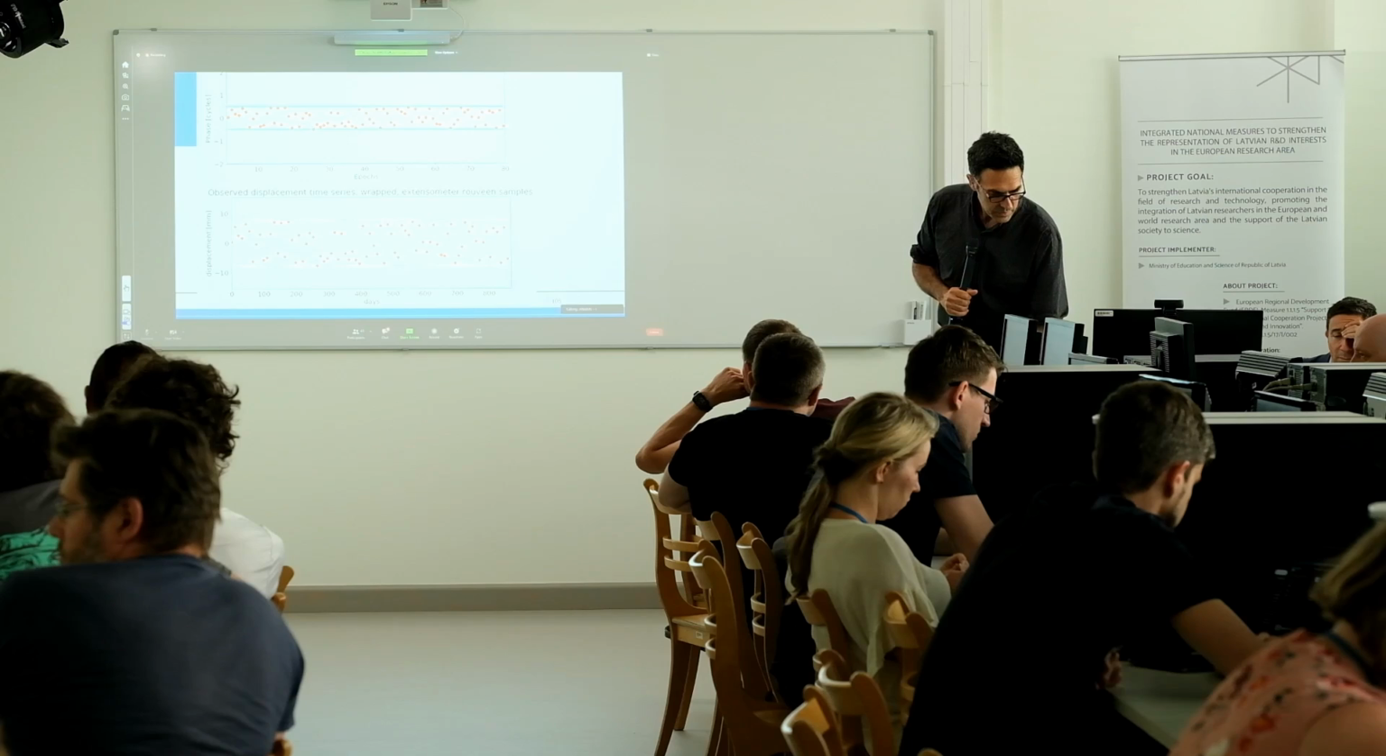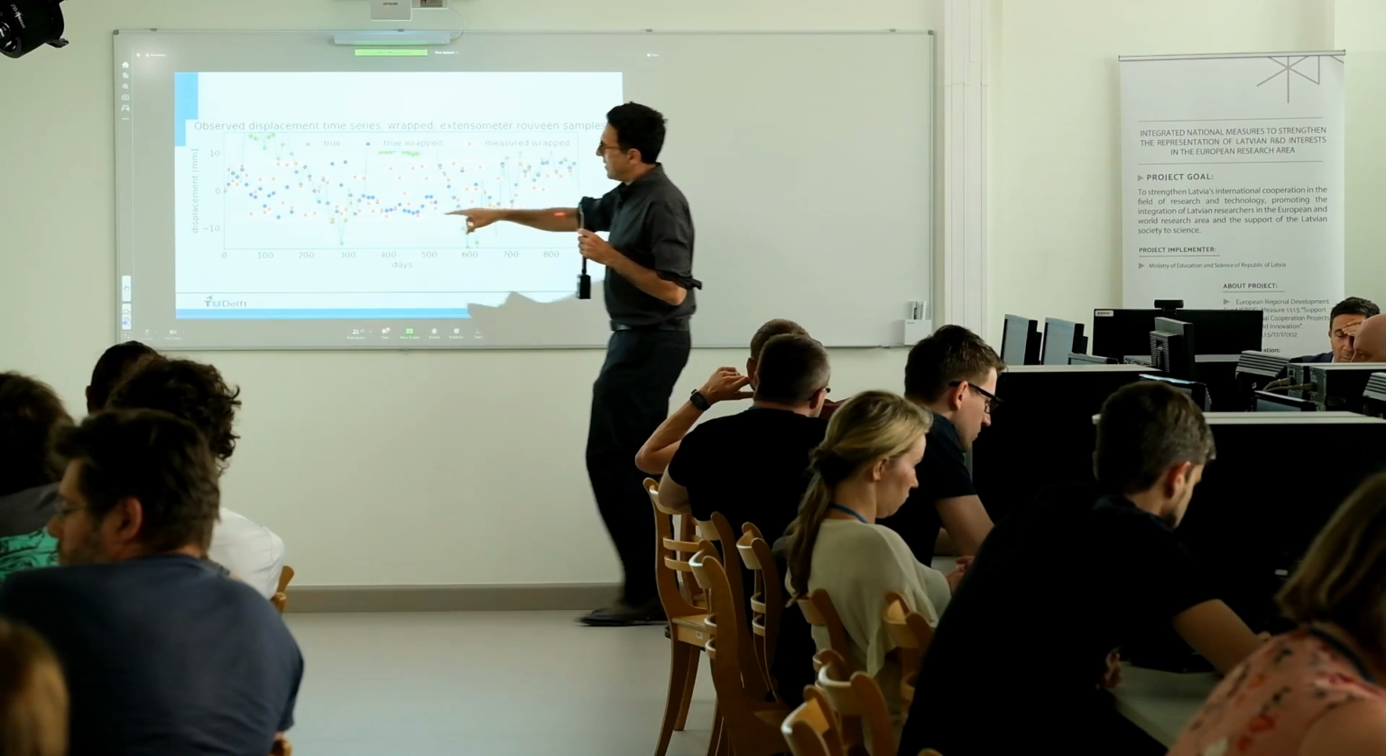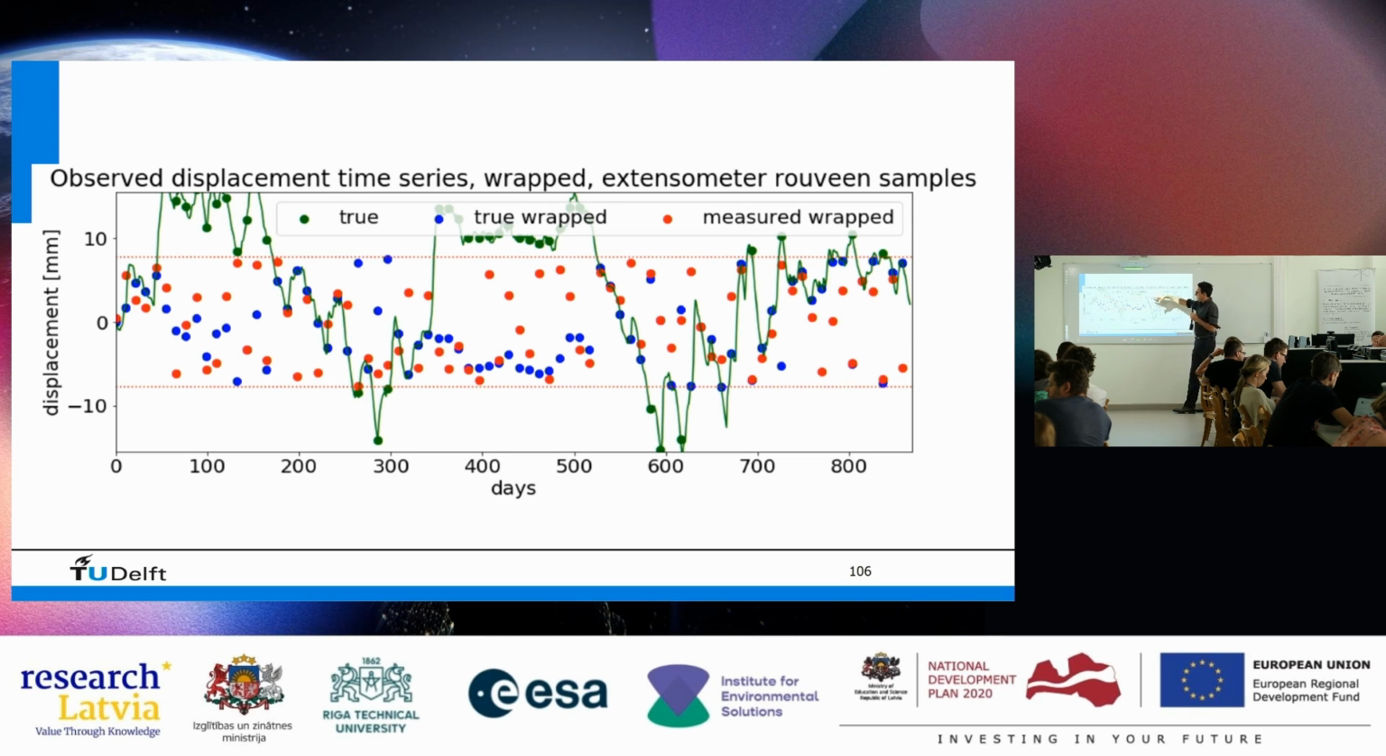Okay, so how can we solve that? Here, this is the combined image, right? So the true data are over here in green. The true wrapped data, so everything just in the principal interval, is in blue, and the measured wrapped data are in red. So I need to reconstruct the green line from the red dots. That's the problem.